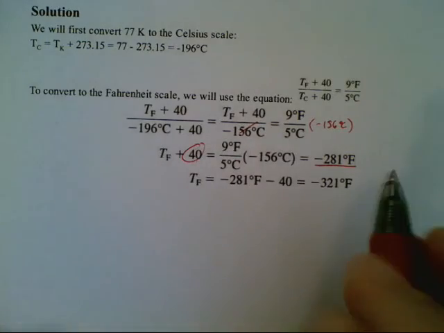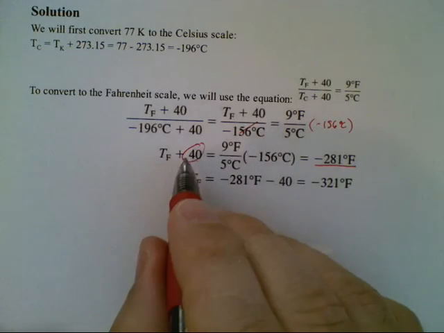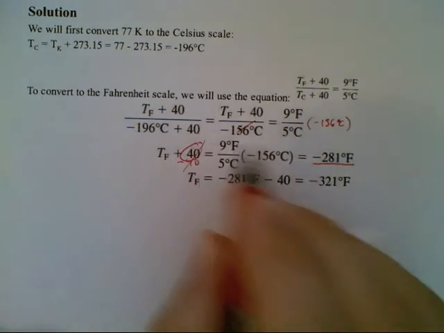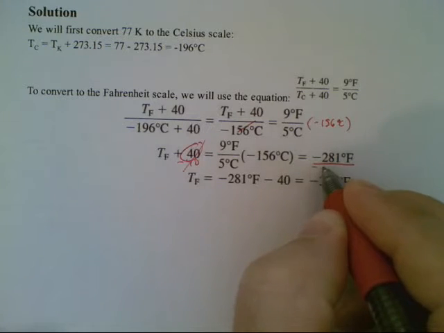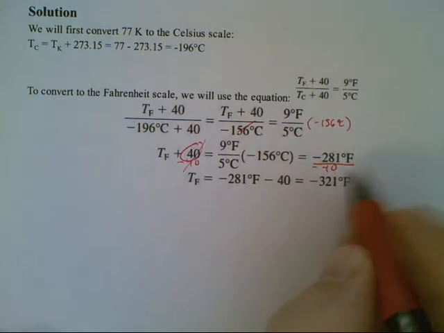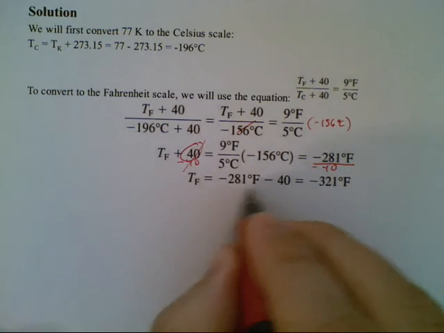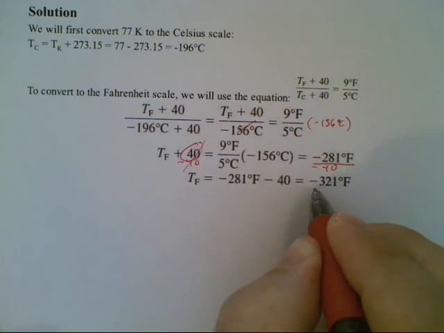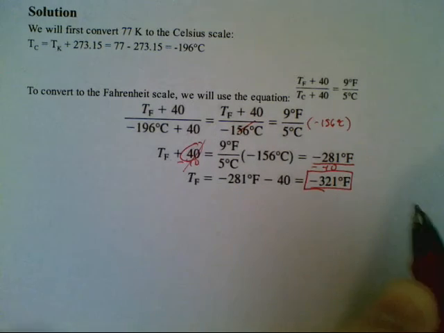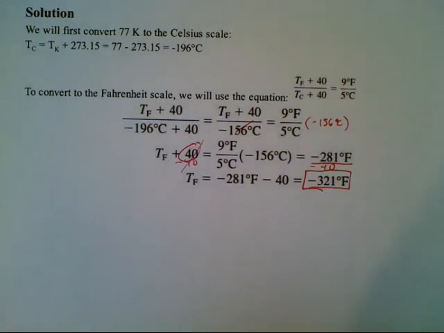That's not my final answer because I haven't solved for T sub F, because I still have this darn 40 here. I'm going to subtract that from both sides, so that I can cancel. And remember, this is negative, so if I'm subtracting, this is actually getting smaller. It's getting more negative. And so subtracting the 40 is going to be negative 321 degrees Fahrenheit.